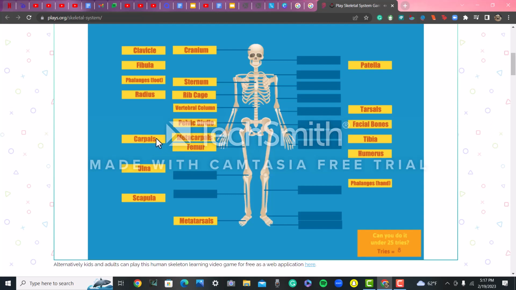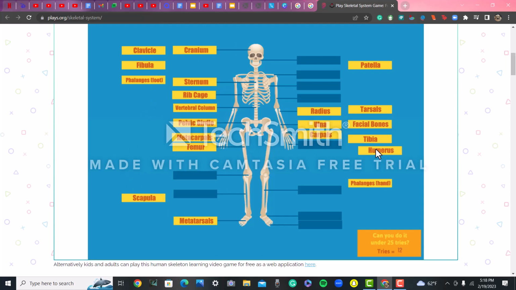And carpals, right here. Carpals are in your hand. The ulna is in your arm. It is the ulna and the radius. The ulna and the radius are right next to each other. Radius. Then we have the humerus, in our arm.